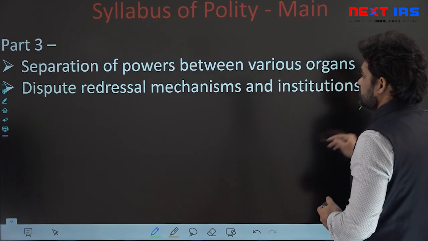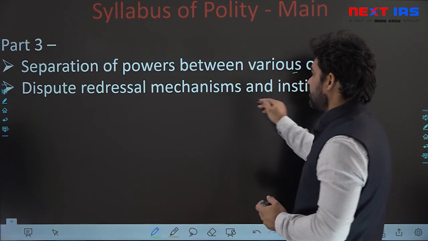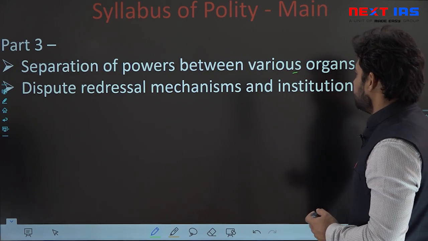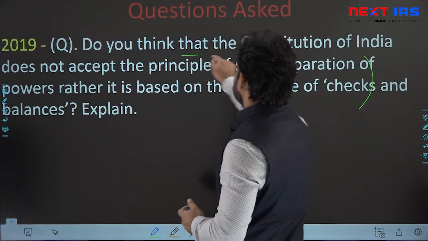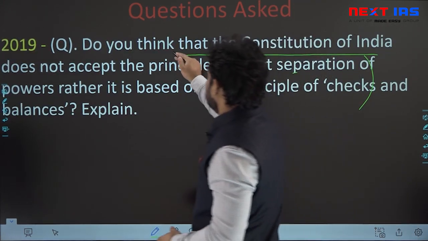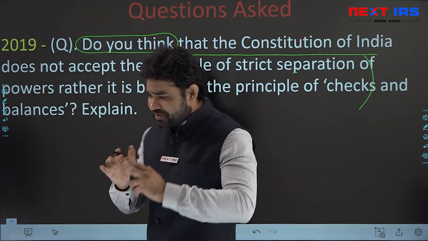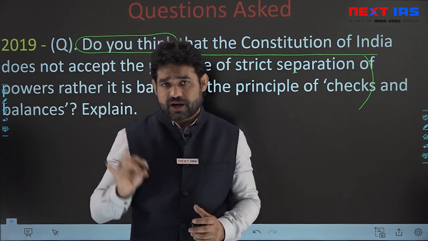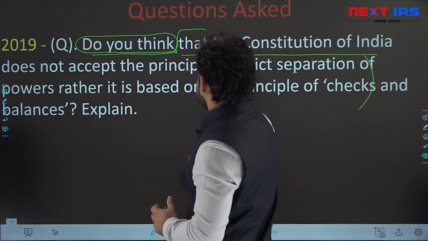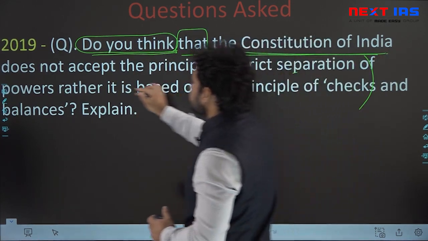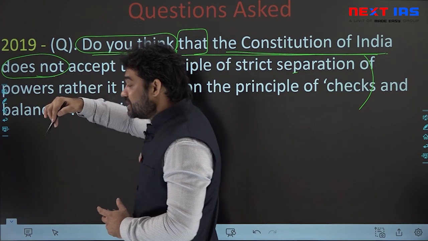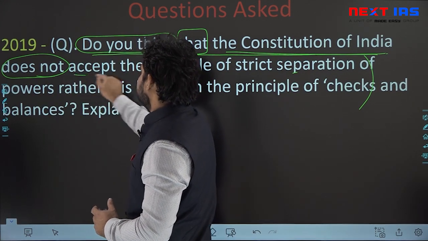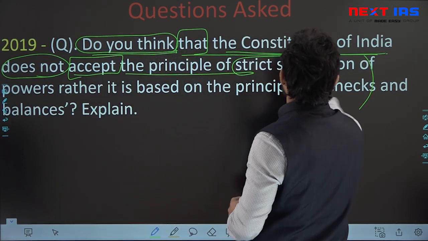Separation of power. So one question is with respect to separation of power between various organs, dispute redressal mechanism, institution. Like last year we had a question: do you think that the Constitution... Now here, what is the question? When you read the question, highlight the important demand of the question. Do you think that the Constitution of India does not accept the principle of strict separation?